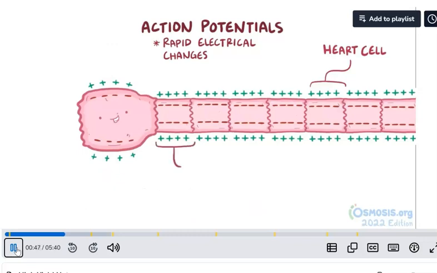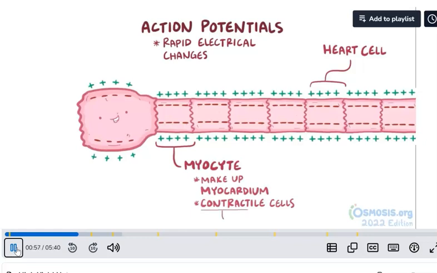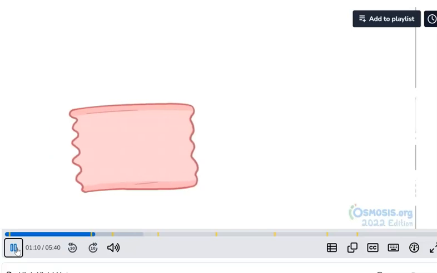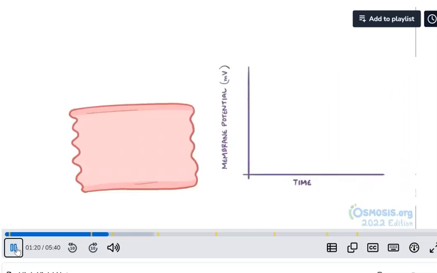The cells that receive that signal are called myocytes, because they make up the myocardium, which is the muscular middle layer of the heart. Myocytes are also called contractile cells, because they contract to allow the heart to pump blood. Myocytes are different from skeletal muscle cells, though, which get their action potential signals directly from neurons. Now, let's focus on a single myocyte cell going through a single action potential. The action potential of a myocyte is broken into 5 phases. Often they're shown on a graph of membrane potential versus time. We're going to start with phase 4, because why not? In phase 4, or the resting phase, our little myocyte friend is at rest, hanging out with an overall charge or membrane potential of negative 90 millivolts.